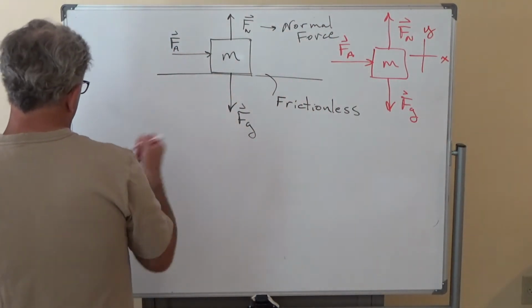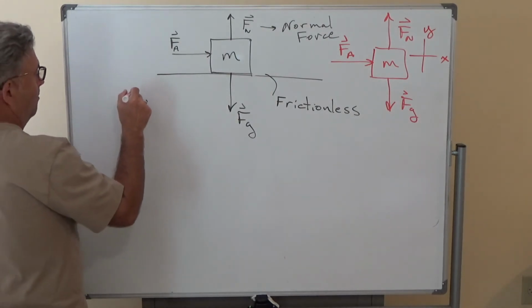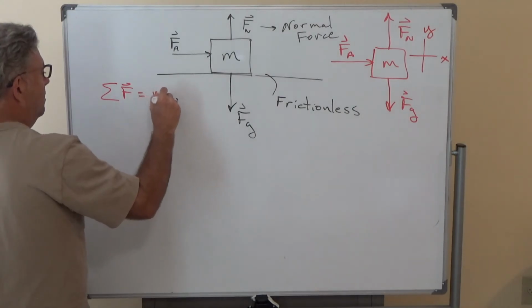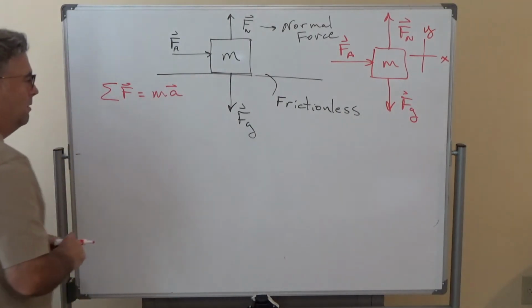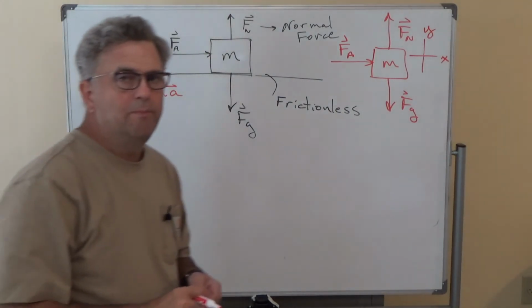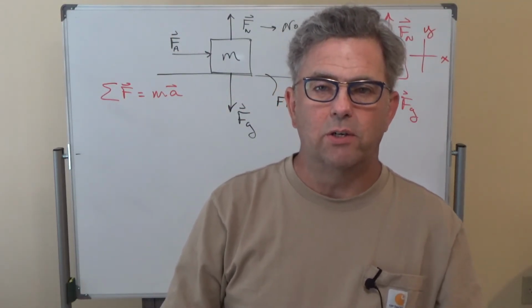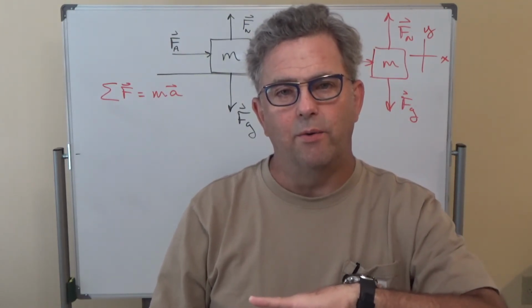Newton's second law says, I just wrote it down, but I'm going to write it down again. The sum of the forces acting on the object is equal to the mass times the acceleration. So we'll look at the sum of the forces in the x direction and the sum of the forces in the y direction.